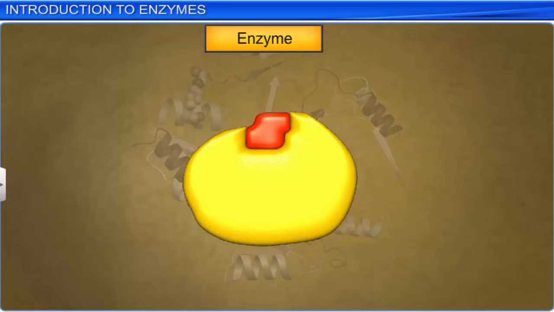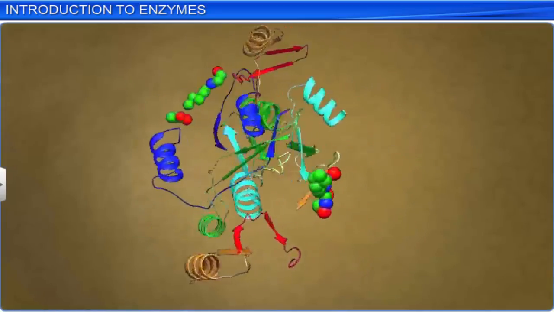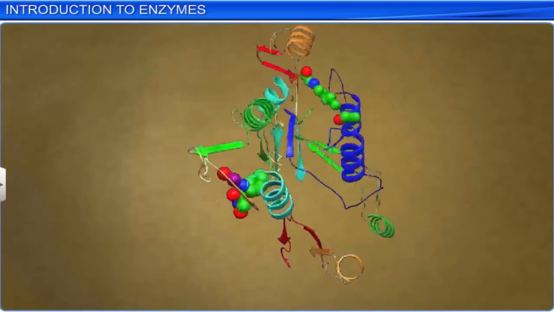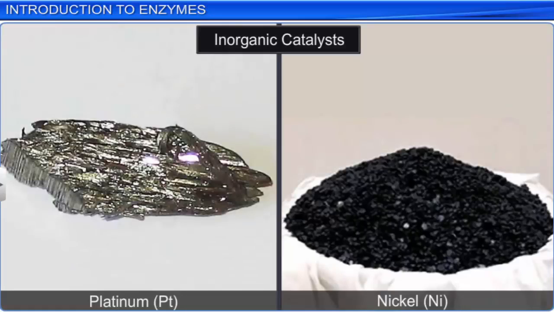While enzymes catalyze chemical reactions, they are very different from inorganic catalysts. Inorganic catalysts such as platinum and nickel work effectively at high temperatures and under high pressure, while enzymes are damaged at temperatures above 40 degrees centigrade.